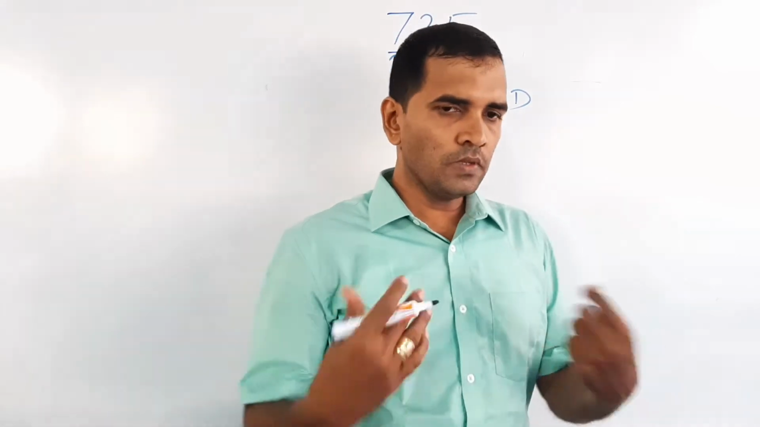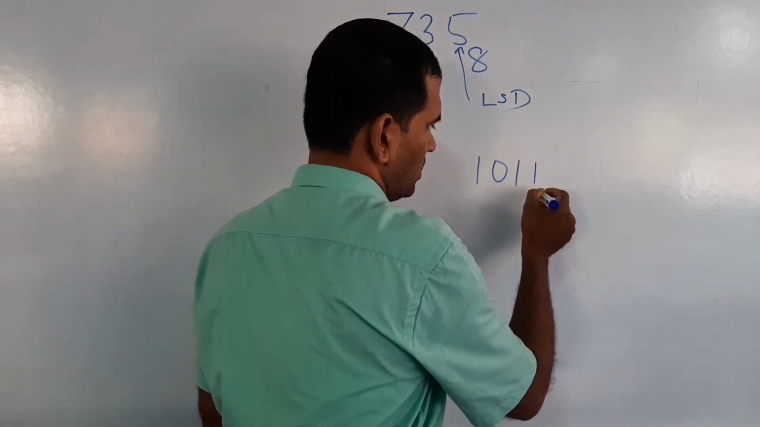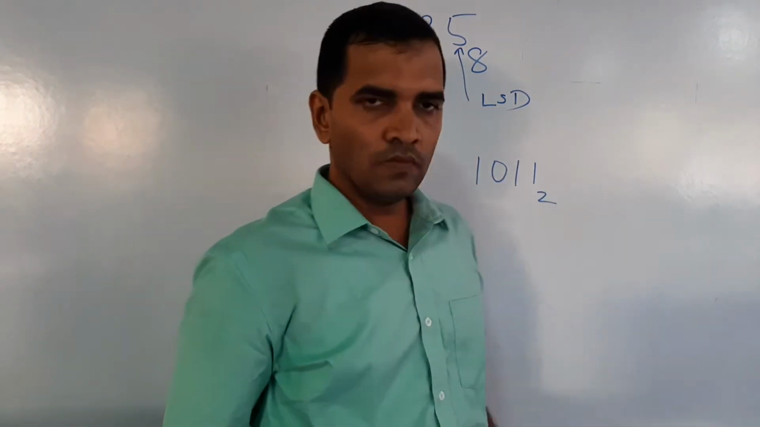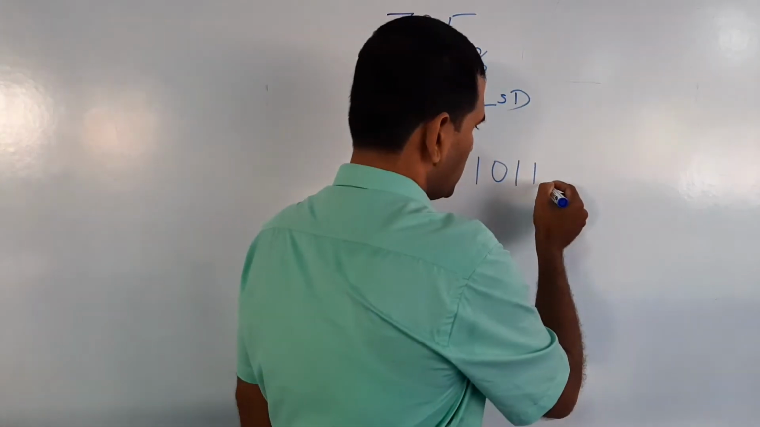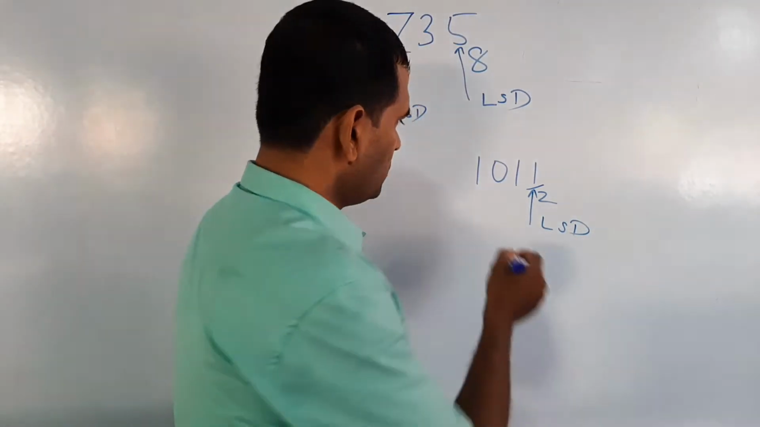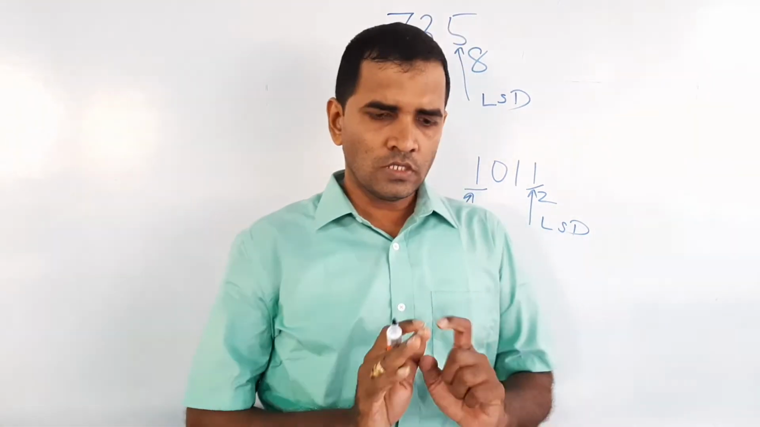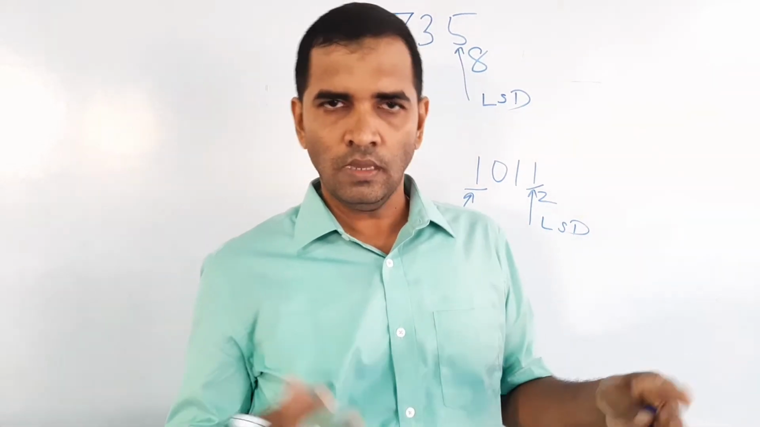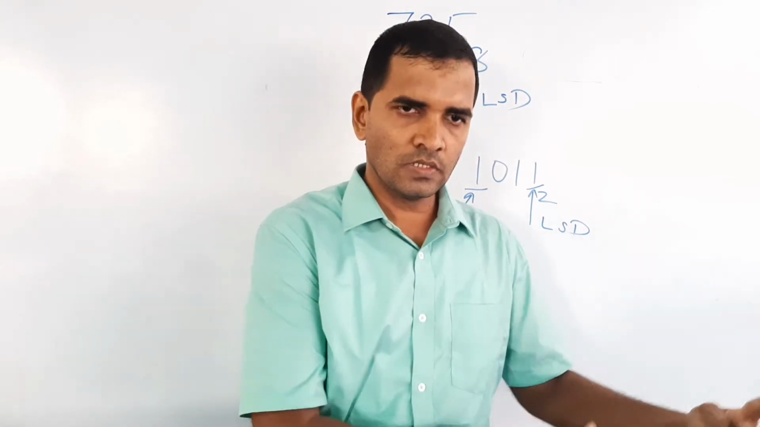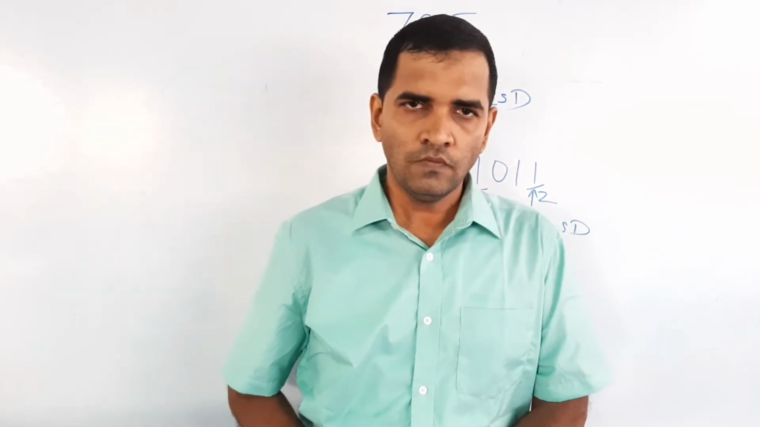Right? So even if it is a binary number, let me take a binary number, 1011 base 2. So here let's identify the LSD. This is the right extreme digit, the least significant digit. So what is MSD? This one, right? This is the most significant digit. So it's too easy, right? The way of finding MSD and LSD is the same for all numbers. It is the same as binary, octal, hexadecimal and decimal. There are no differences at all.